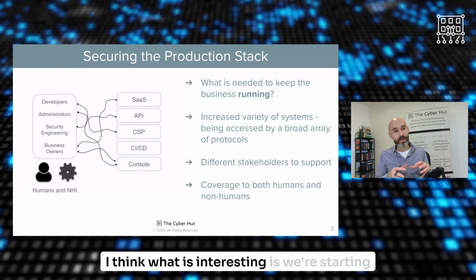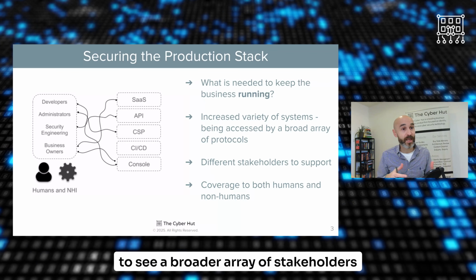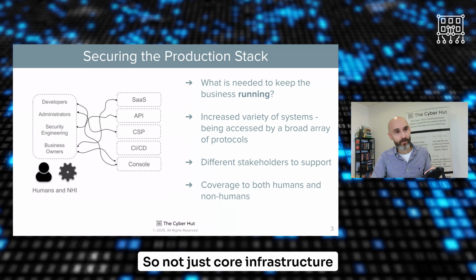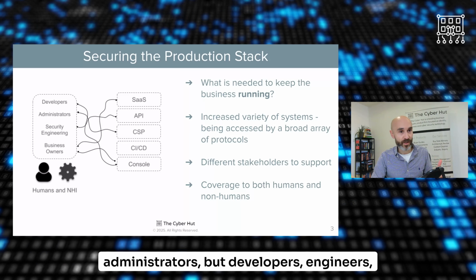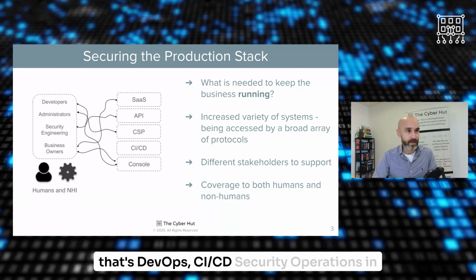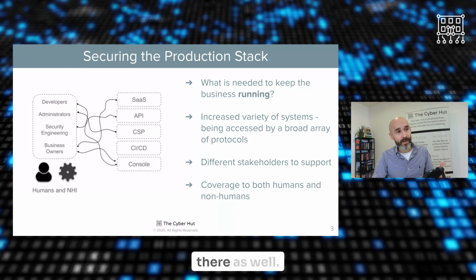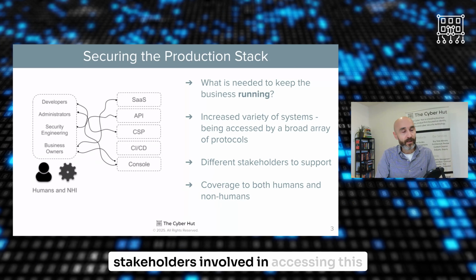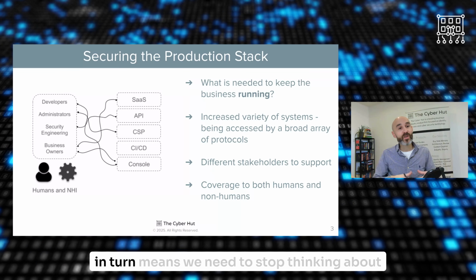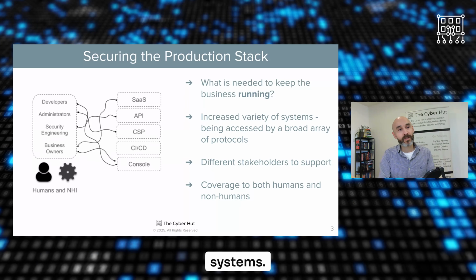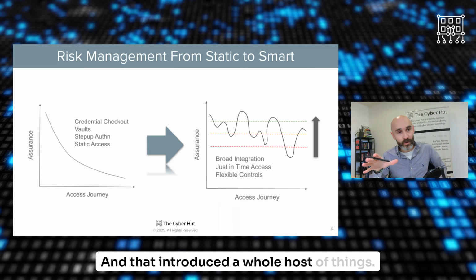And I think what is interesting is we're starting to see a broader array of stakeholders required to support this production stack. So not just core infrastructure administrators, but developers, engineers, the supporting functions to allow development to take place. That's DevOps, CI/CD, security operations in there as well. So we start to have a much broader array of stakeholders involved in accessing this production stack, which in turn means we need to start thinking about how we can deliver a more identity-centric approach to production access and privileged systems.